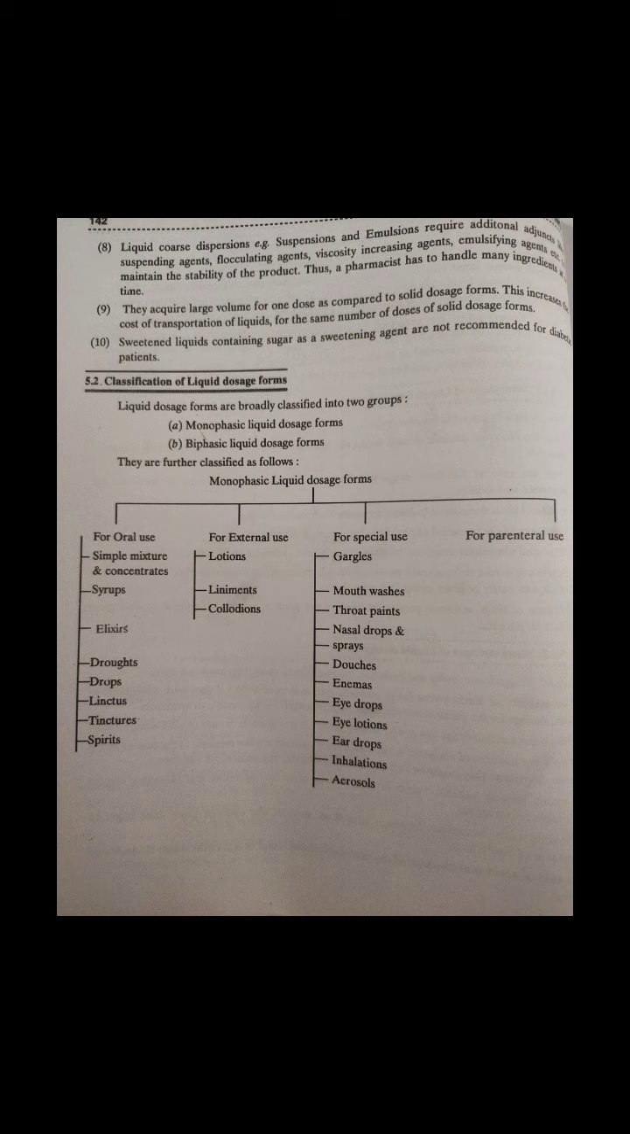So students, that is all for the day. In the next lecture, we will discuss the problems in the formulation of monophasic liquids.